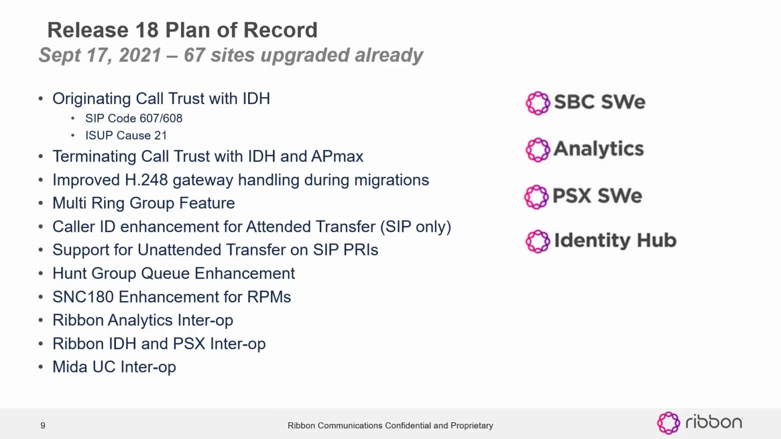The next one was the caller ID enhancement for attended transfer. That's the option to use a SIP update method with the message with the P-Asserted-Identity header to change the originating calling party ID. Another support for unattended transfers. That feature allows the C15 to handle a transfer via a refer message for both attended and blind transfers.